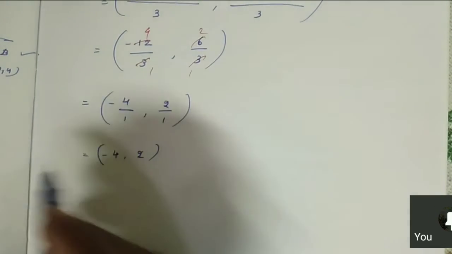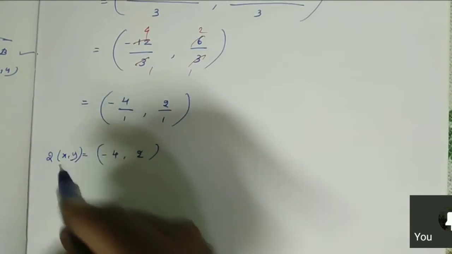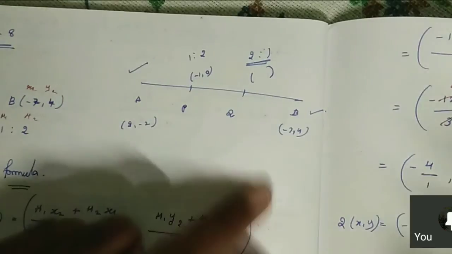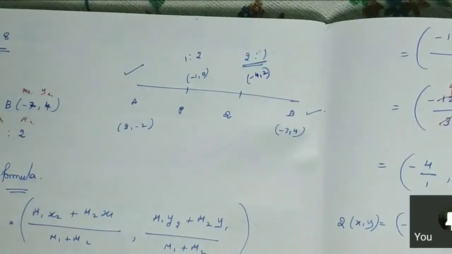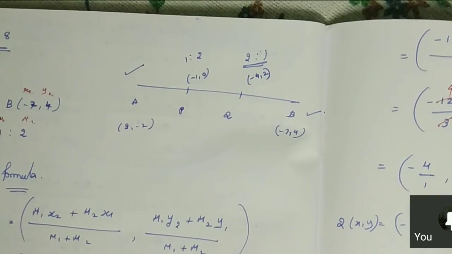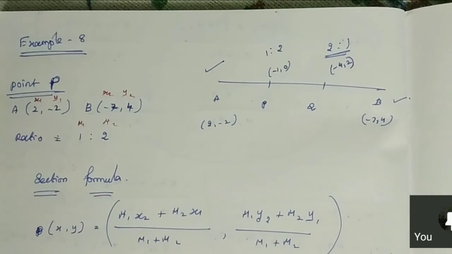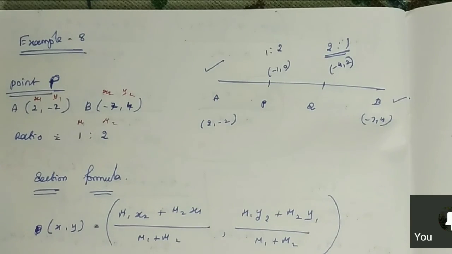Are you clear? So what is the point Q? The point Q is (-4, 2). Are you clear? Any doubt here?